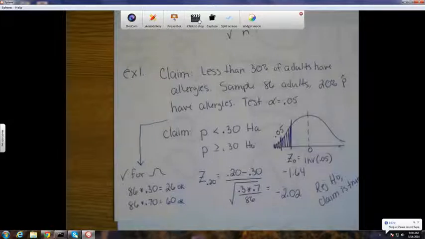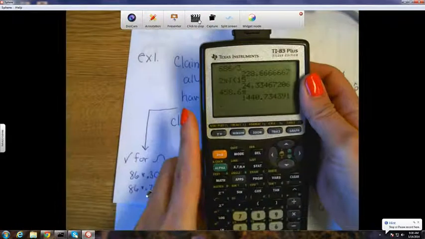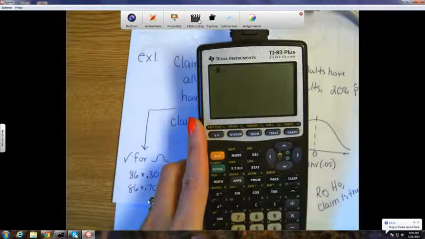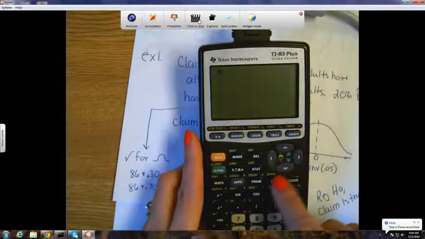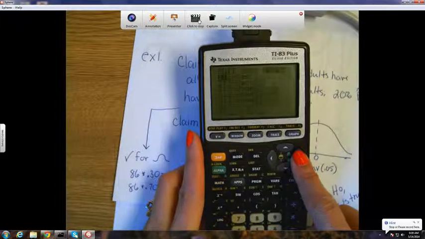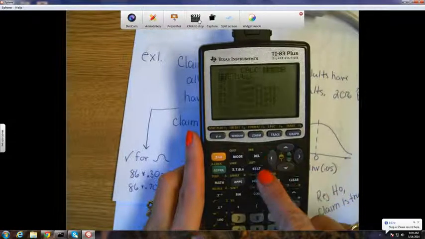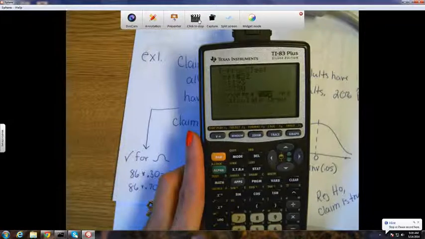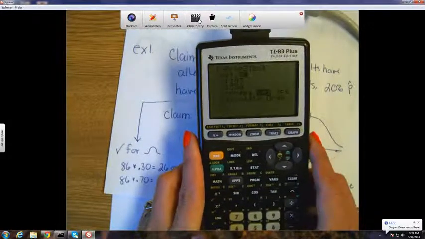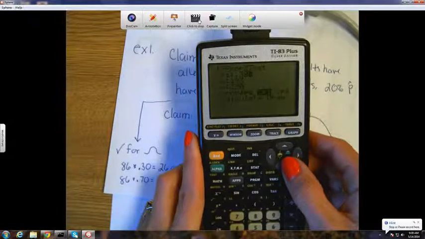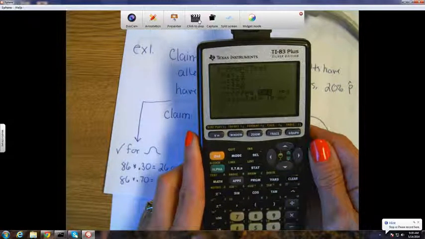What is X? What has X always been on these proportion ones? Let's see. It's the number of successes. So let me get to the test here. That test. I went too far. One prop Z test is number 5. P0. What's P0? That's from the claim. 0.30. X is my number of successes. How do I get the number of successes?